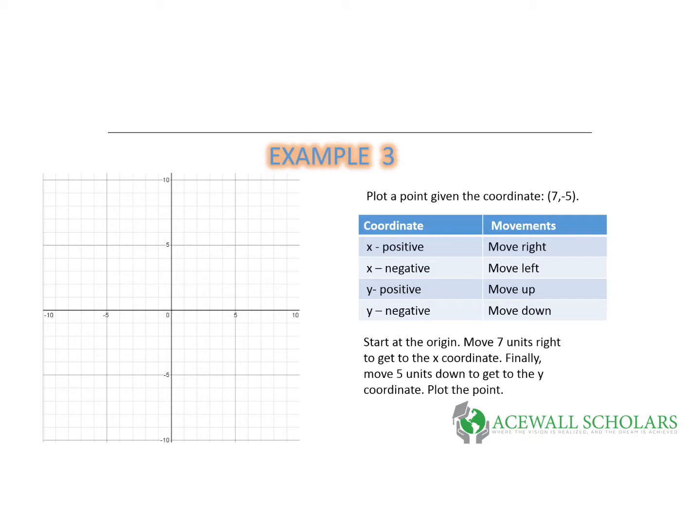So you will start at the origin, which is the middle of the graph. Then you'll move 7 units to the right to get to the x-coordinate, because here the x-coordinate is positive. Then you'll move 5 units down to get to the y-coordinate, because here the y-coordinate is negative. So the point will be right around there.